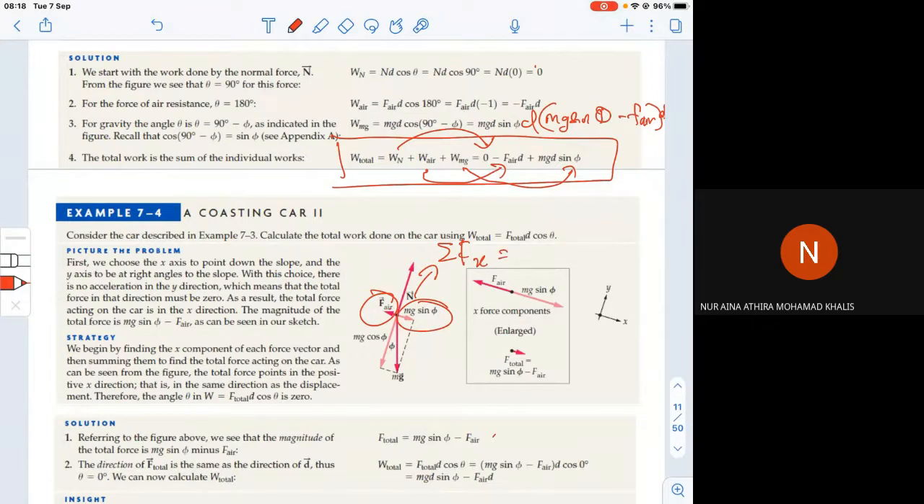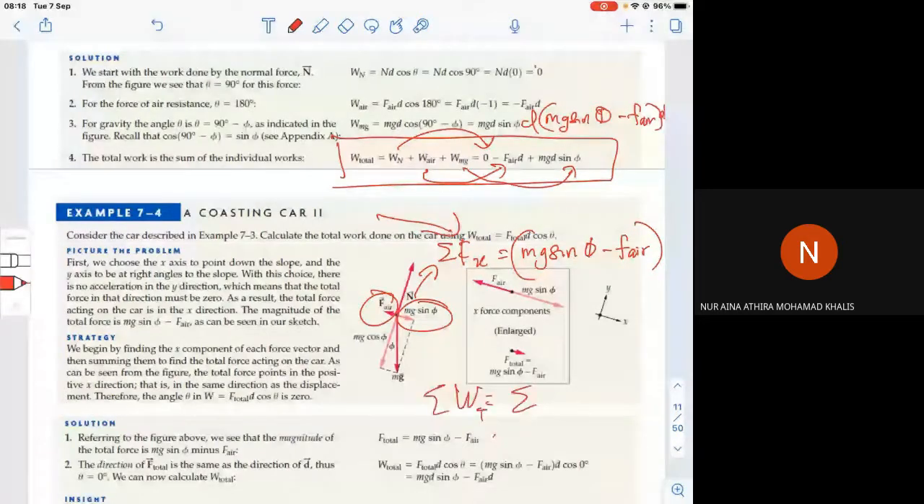So we just concentrate on the total work done by Fx. If the car is going down that way, we put mg sine phi at the front, minus the air friction, so this one should be the negative Fx. So the total work done is equivalent to the summation of Fx times d, mg sine phi minus F air, times d. With that, we get the same value as the one we got in the previous example.